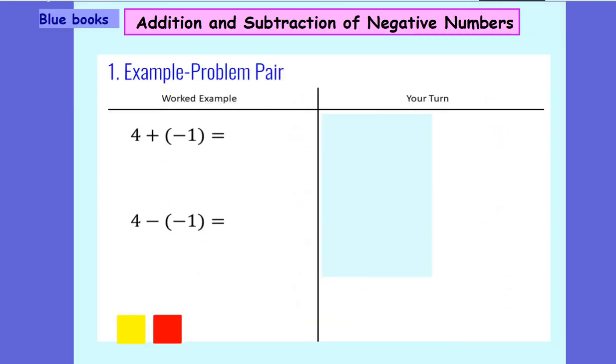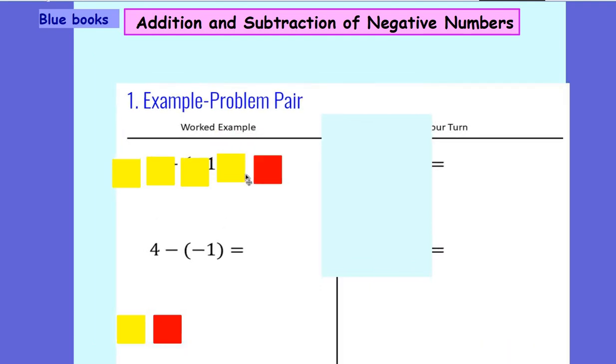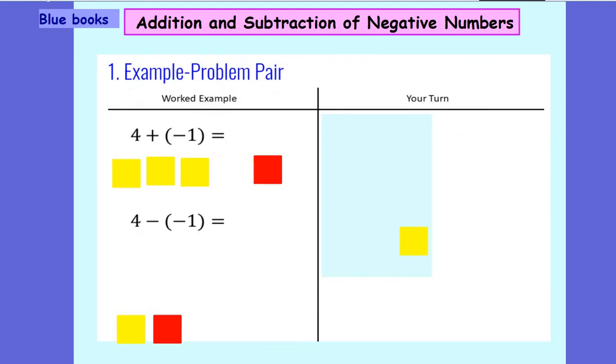Okay guys, we're going to go through one more set of questions. This time I've got 4 plus negative 1. And I know I can model that with 4 yellows plus 1 red. 1 red for my negative 1. There it is. If I remove my 0 pairs, like so, I'm left with positive 3.